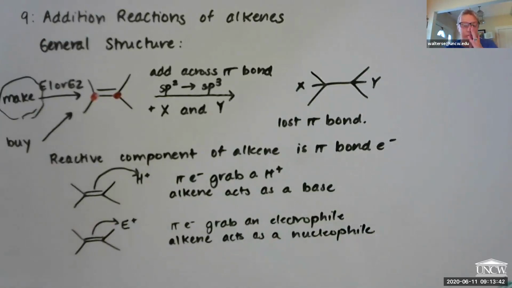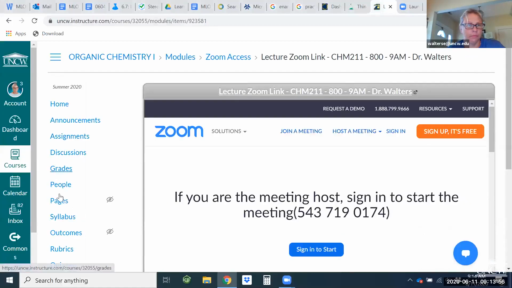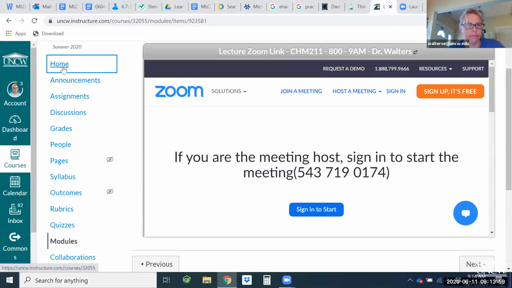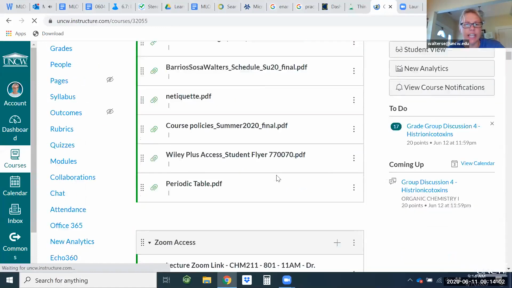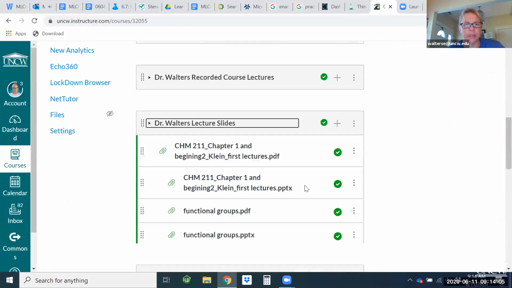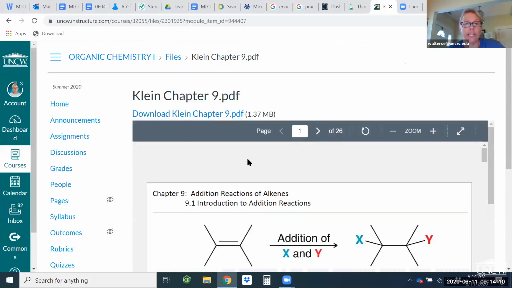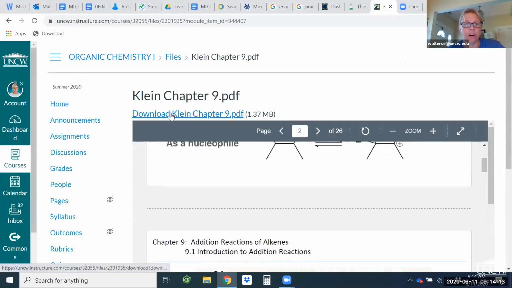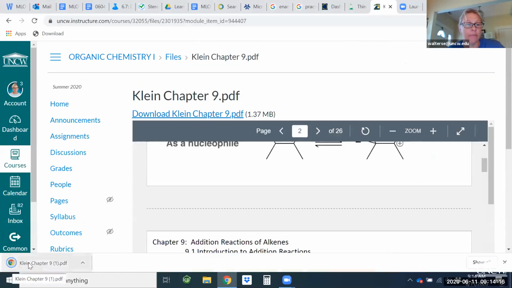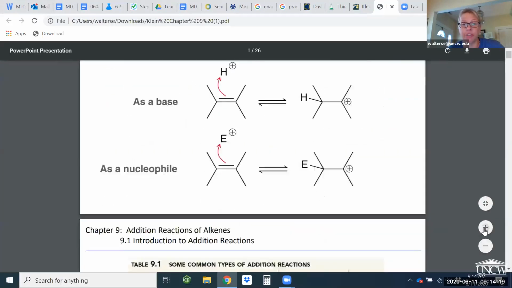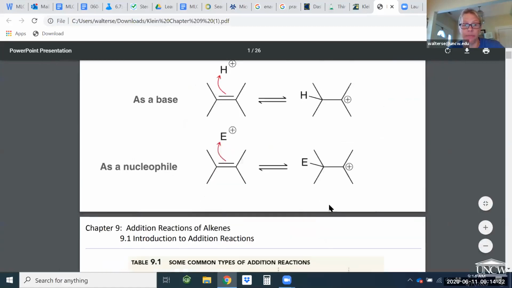I'm going to switch my screen so I can show you that table 9.1 again from the textbook. And if you haven't done this yet in terms of making your flashcards, you need to do that today and work on these over the weekend. Because one of the hardest parts, in my opinion, in this chapter is just that you have so many new words all of a sudden.